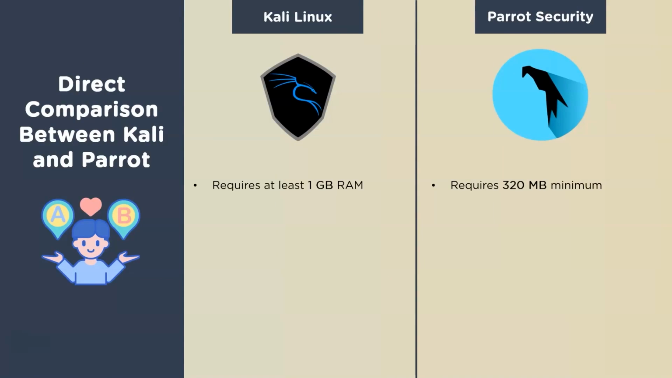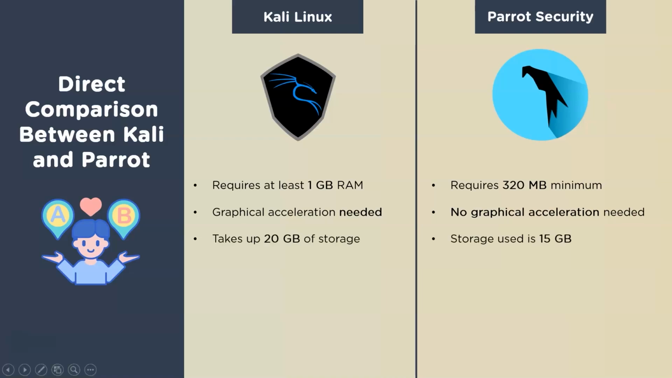For optimum performance of the operating system, which is highly essential when trying to crack hashes or something of similar nature, RAM usage is a very important facet. While Kali Linux demands at least 1 GB of RAM, Parrot Security can operate optimally with a minimum of 320 MB of RAM. For correctly displaying graphical elements, Kali Linux requires GPU-based acceleration, while this is not the case with Parrot Security OS, which doesn't require any graphical acceleration needed from the user side.